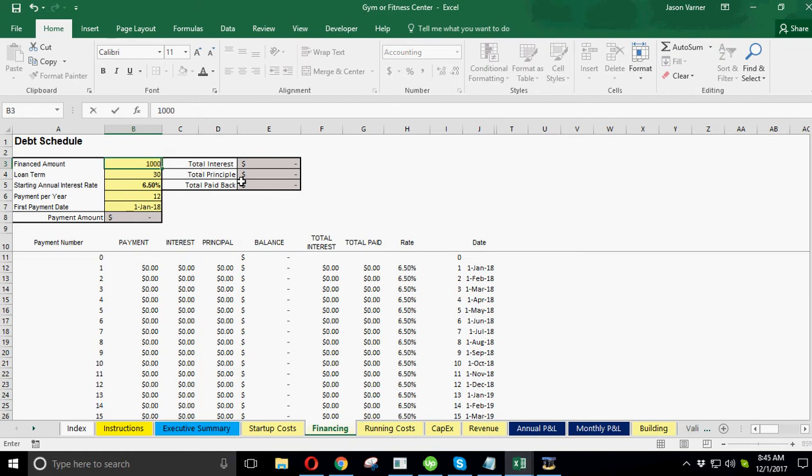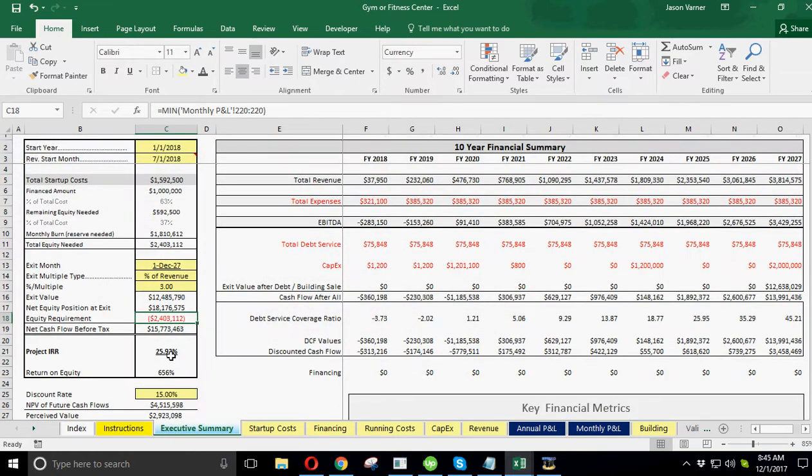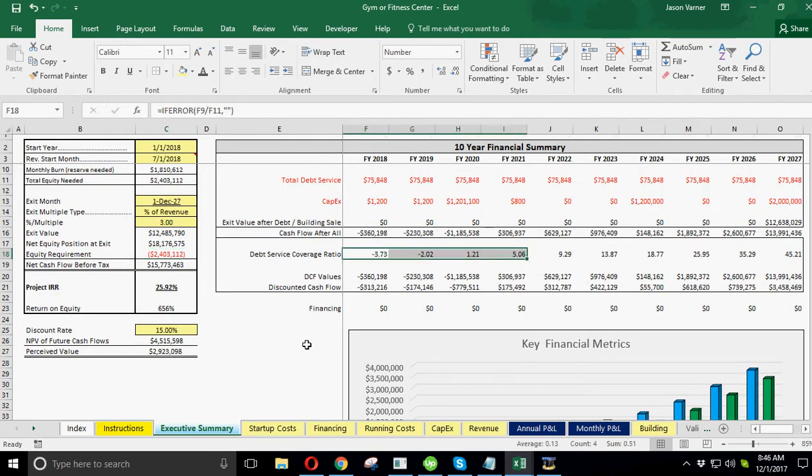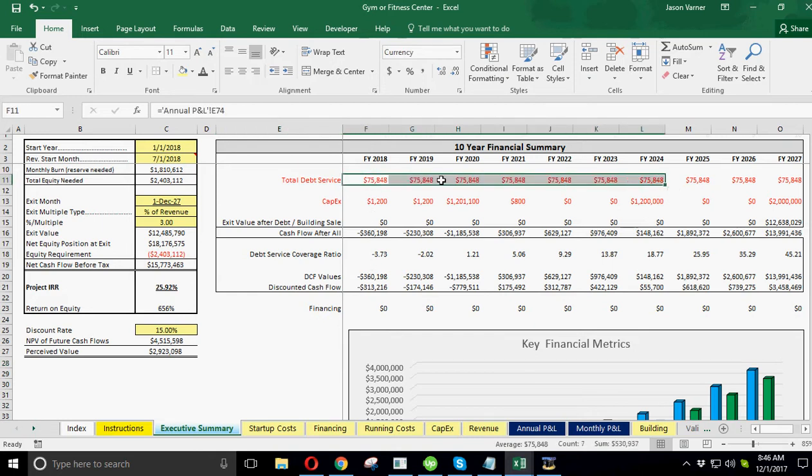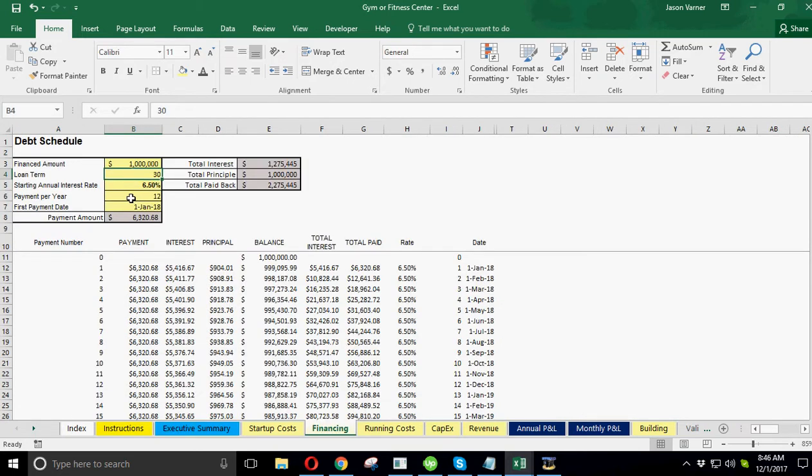We could put, say, $1 million. Look how that affects it. You see your equity requirement is now only 2.4 instead of up in the 3s. You've got debt service coverage now because you've got debt service per year, $75,000 a year. So there's your financing. You can obviously adjust the interest rate, the term, payments per year, and the month you start. Could be any month. The idea of the model is that it's got room for really doing some dynamic sensitivities and trying to build your case and see what that looks like financially.